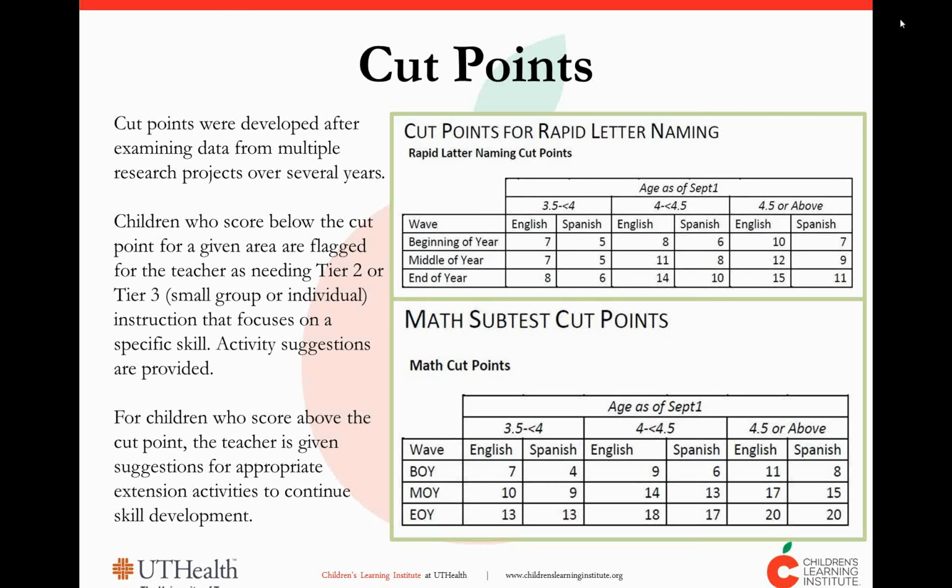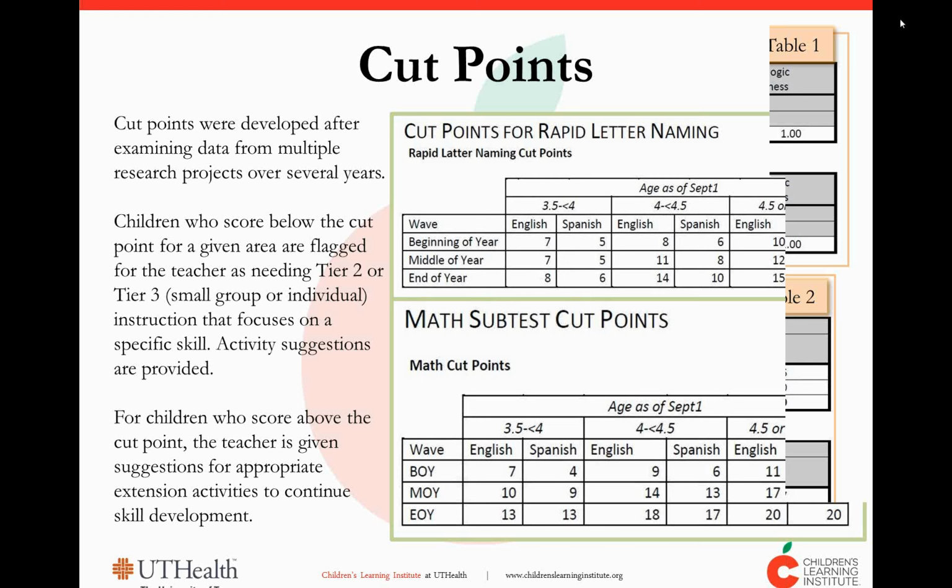The cut points that we developed, I showed you in red and green, came from a series of studies we did over the years where we had data on CPALs as well as data on norm reference testing. And as I mentioned, this is English and Spanish, and we've been able to break it down from 3.5 to 4-year-old children, 4 to 4.5, and 4.5 to above.